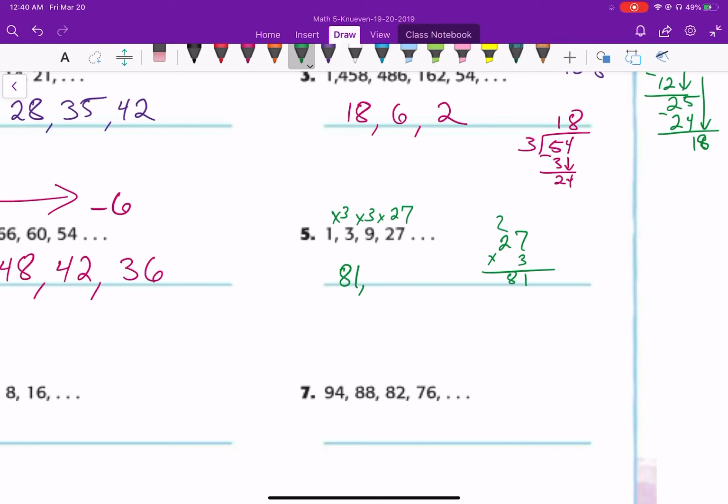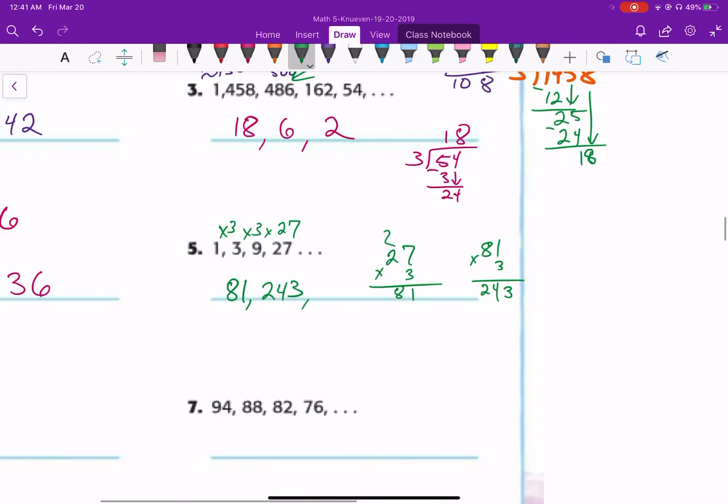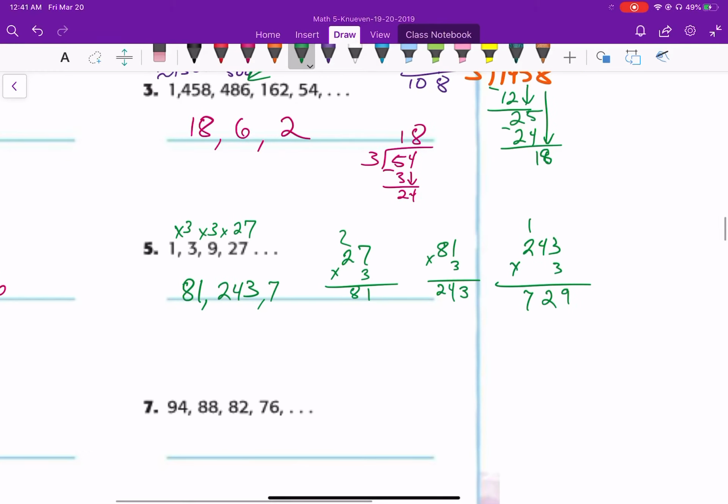And I'm going to take that and use it as my starting point. 81 times 3. 3 times 1 is 3. 3 times 8 is 24. So my next number is 243. And then I use that as my starting point and say 243 times 3. 3 times 3 is 9. 3 times 4 is 12. Carry the 1. 3 times 2 is 6 plus 1 is 7. And I get a beautiful 729.